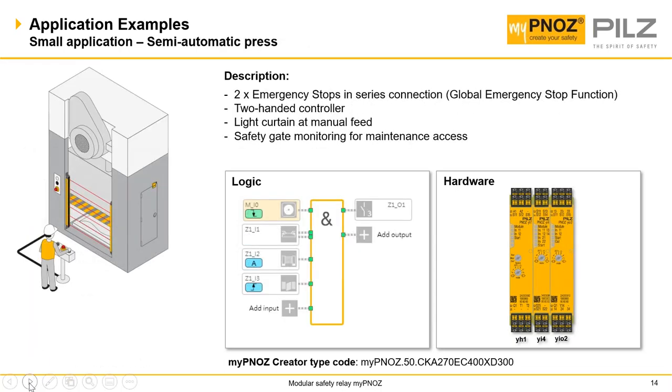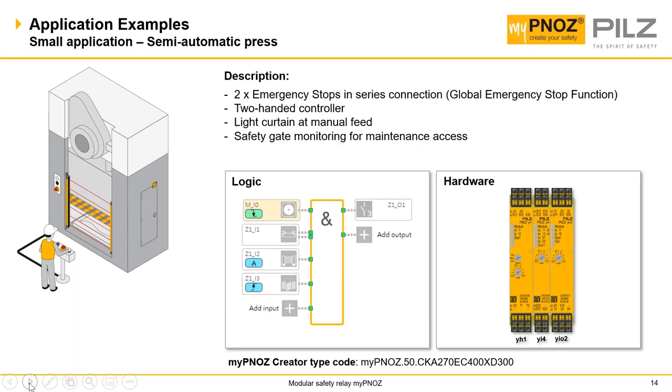The second example is for a semi-automatic press. Here we have 2 emergency stops in series, a light curtain, a two-handed controller, and the safety gate. On the output side, we need to select a relay output with no time delay.